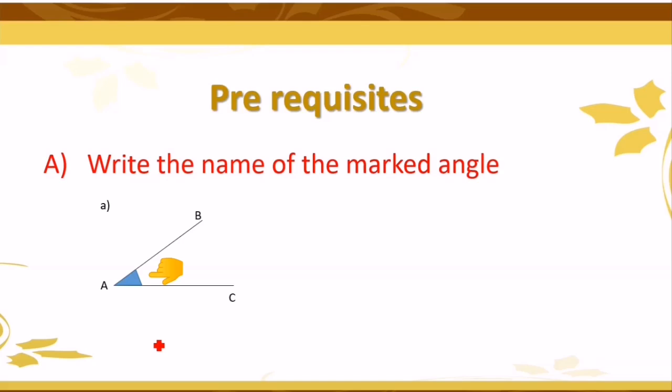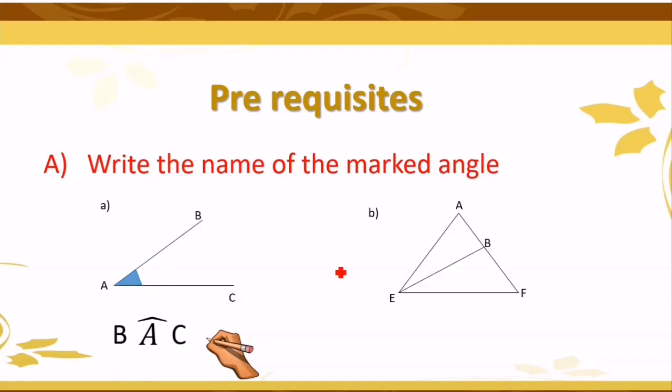Can you write the name of the marked angle here? The marked angle is between the two rays, AB and AC. So the name of this angle is BAC with A in the middle. In figure B, the marked angle is between the two rays, AE and EB. So the name of this angle is AEB with E in the middle.